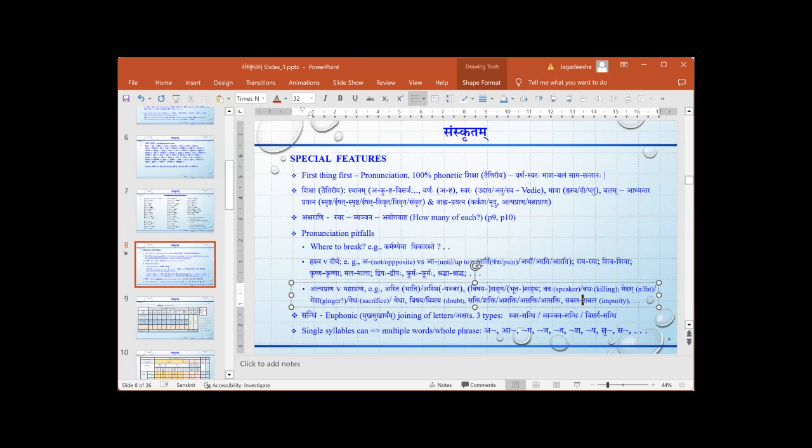Okay, thank you. So if there are no further questions on pronunciation pitfalls, and there may be questions, you might come across something, and you can bring it up among yourselves or in the class, which one is right. Both of them may be right, but which meaning it should be used.